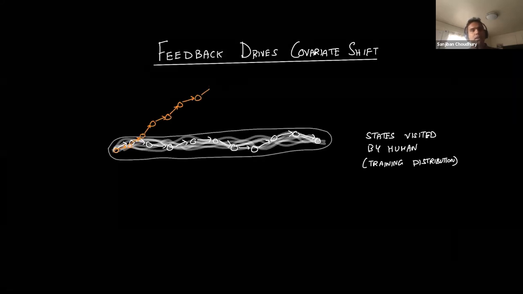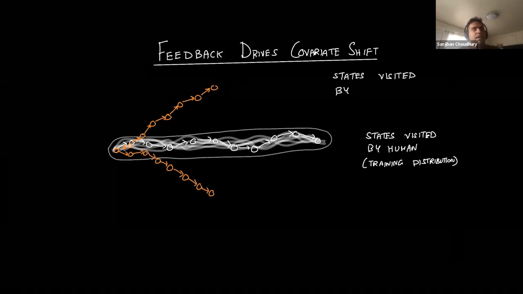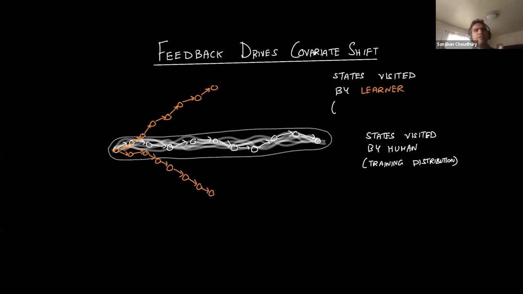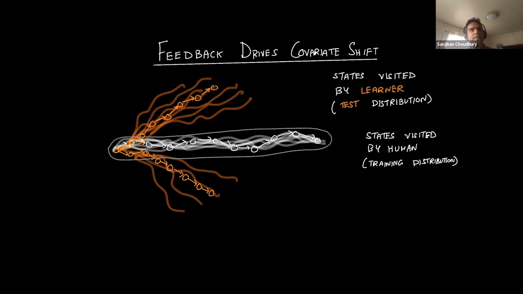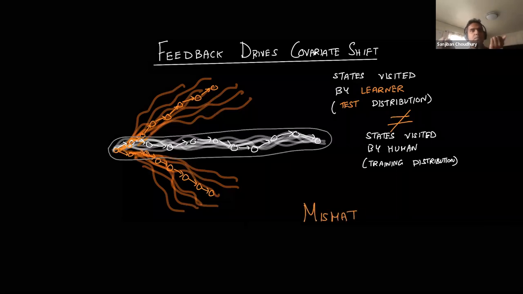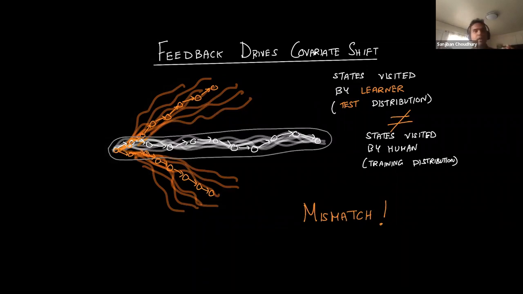Now, when we execute the robot policy, we see the robot shoot off from this region. This is because of compounding errors caused by feedback. The robot visits states that the human would never visit, driving headfirst into the wall. And if you repeat this trial over and over again, we see that the robot visits a distribution of states that's very different from the human. This is fundamentally the problem. There's a mismatch between training and test distribution. And so the epsilon training error that we saw before is really misleading, because the robot incurs a much larger error when you execute it in the real world, right?